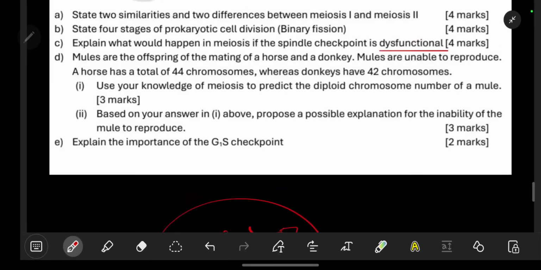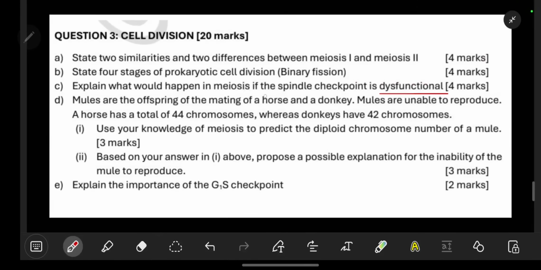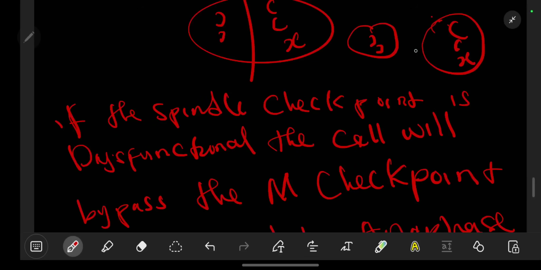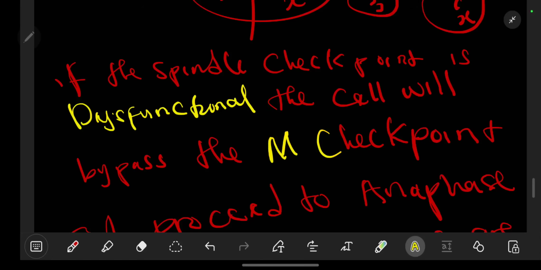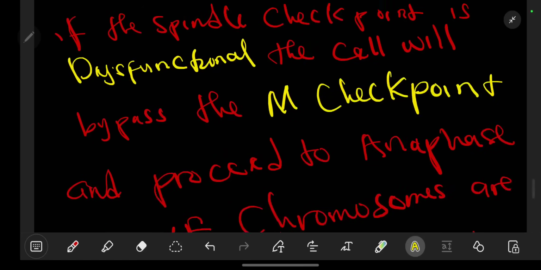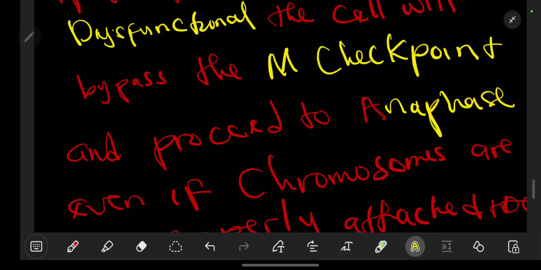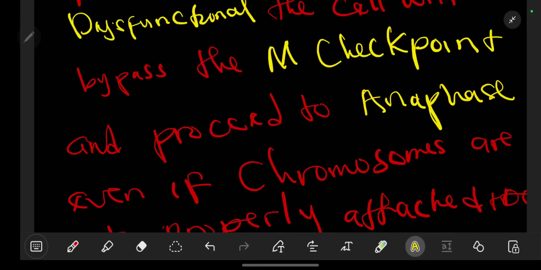So that is the effect if the spindle checkpoint is dysfunctional. Let me write something here. Just as we have said, if the spindle checkpoint is dysfunctional, that means to say it's not working. The cell will bypass the M phase, which is the checkpoint phase, and proceed to anaphase. Anaphase, this is where they are pulled apart.